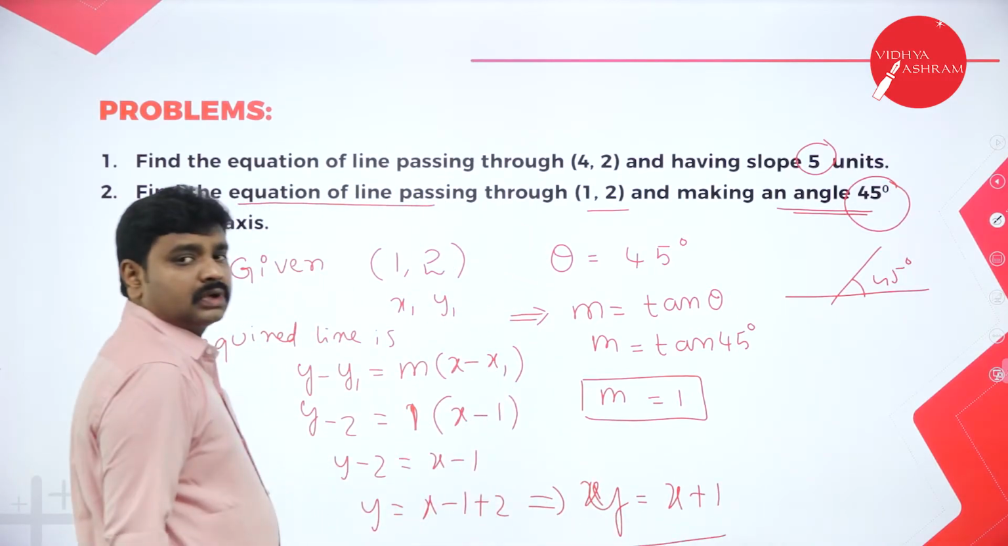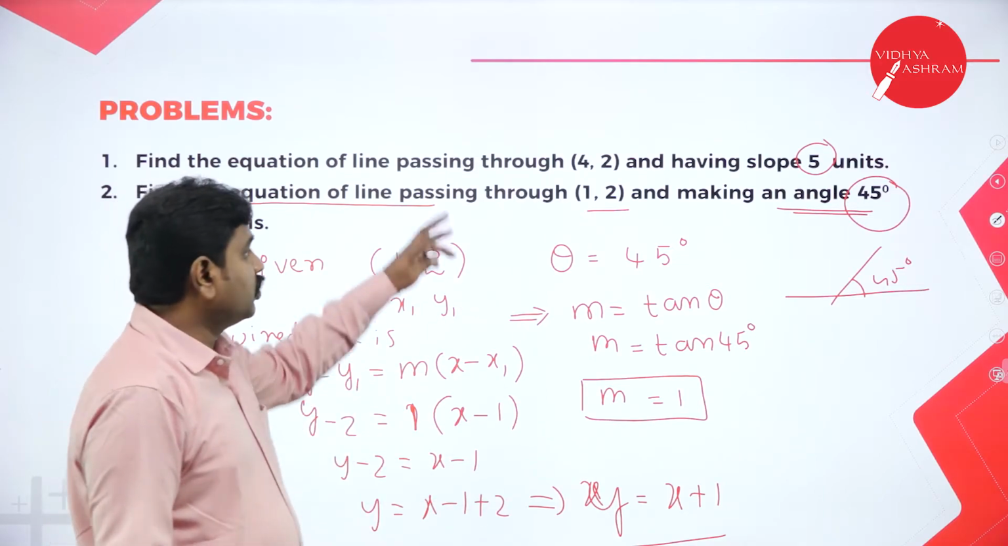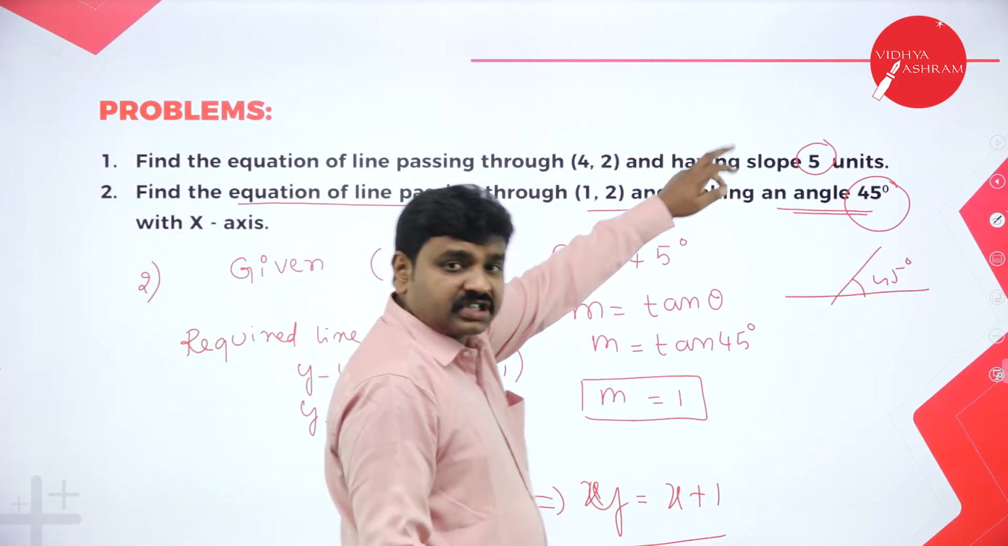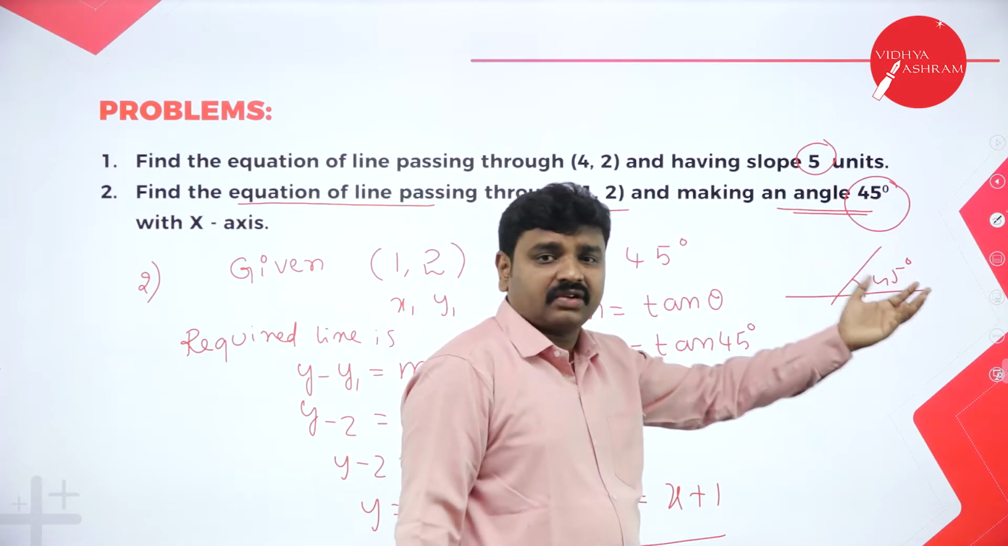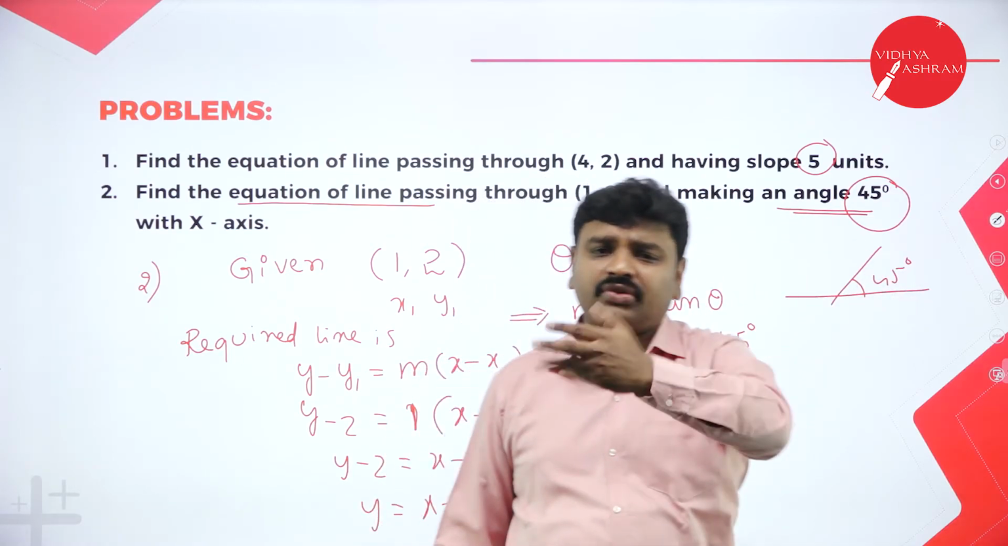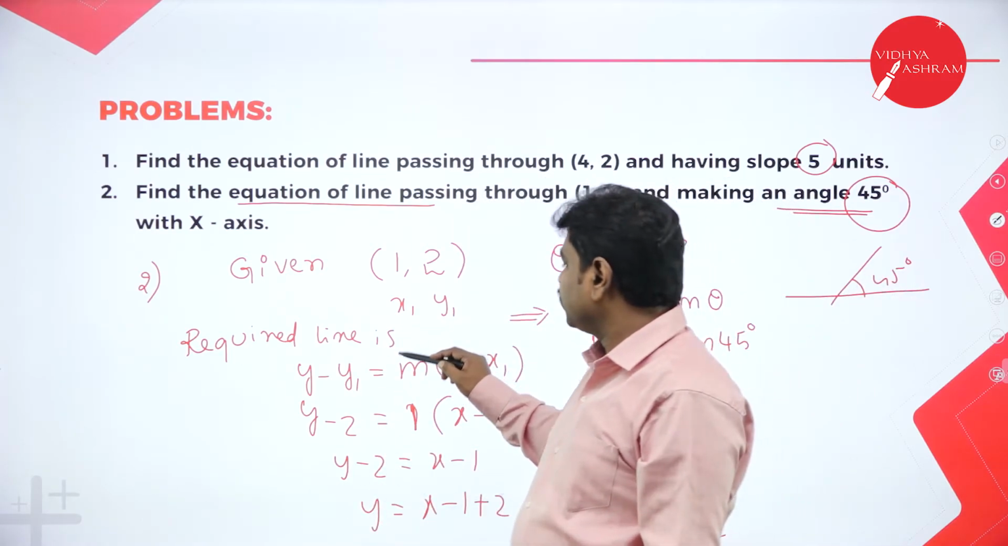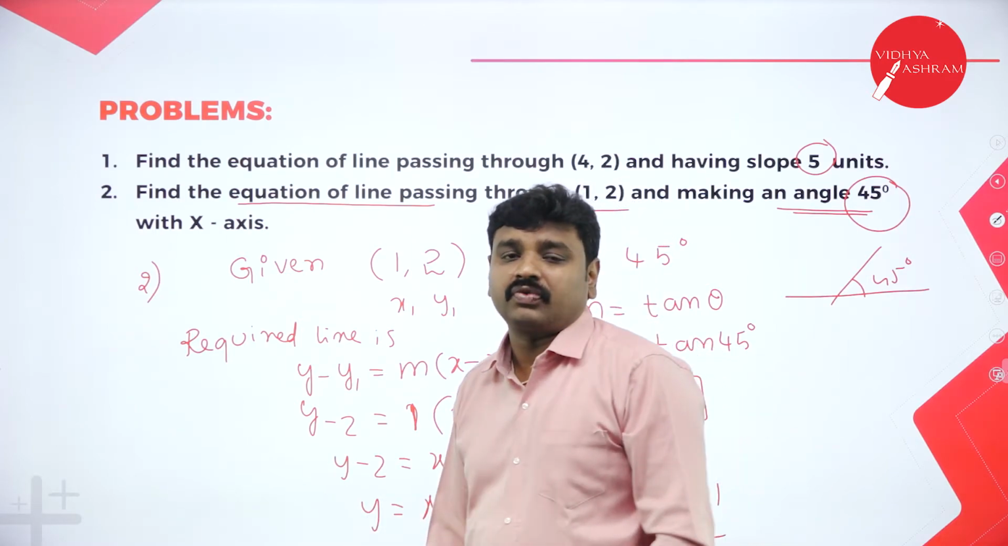That's it. Understood? So in both the cases they give a point. First case they give slope, second case they give angle. When you know the angle made by the line with x-axis, you can find the slope. So in both the cases we use the first form, point slope form.